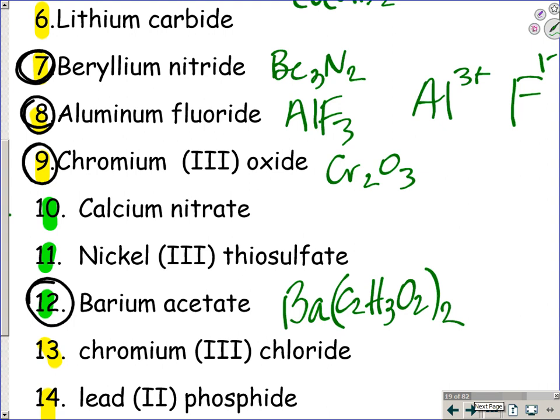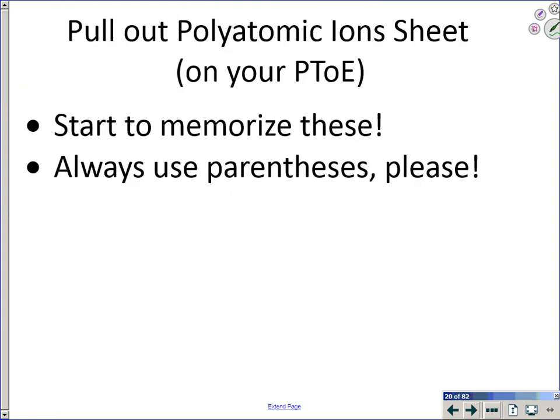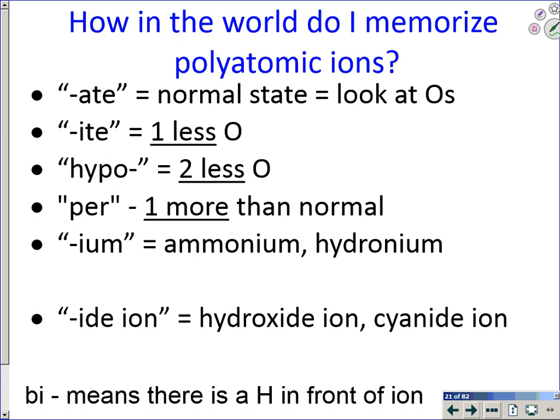All right, so let's go to naming, or from formulas to names. So don't forget you're on your periodic table, on your polys, you've got to start memorizing them. That's one of those flashcard moments. I want to give you some tips though before I move away from that. If you'd like to write this on your poly sheet, that's fine.